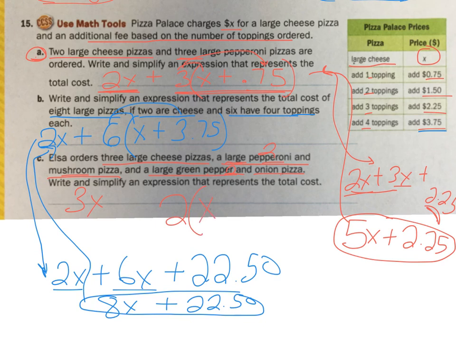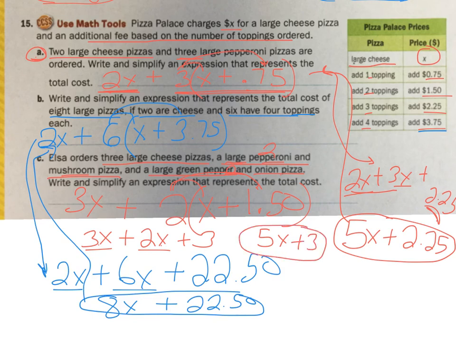So I have two more larges that are each x. Got to times it by the large. Plus they each have two toppings, which is $1.50. Okay. And I add these to the 3x. So now I simplify this. 3x. Plus 2 times x is 2x, and 2 times 1.50 is $3. So I look at this, I see I have a couple like terms that I can add together. 3x plus 2x is 5x plus 3. And that is my cost of all of these pizzas.